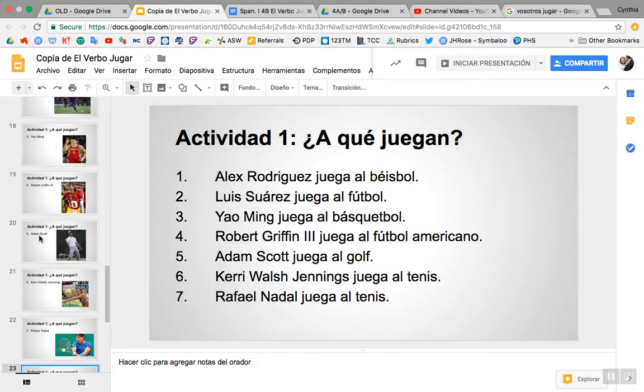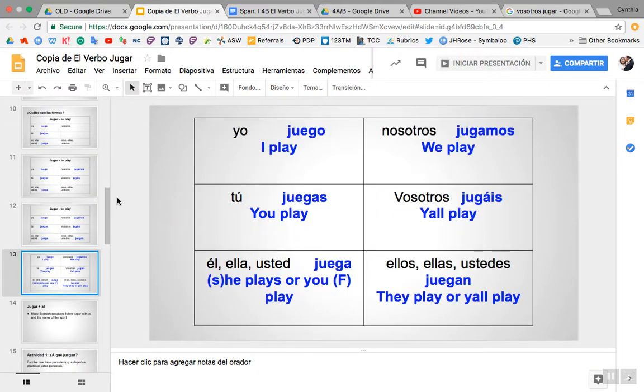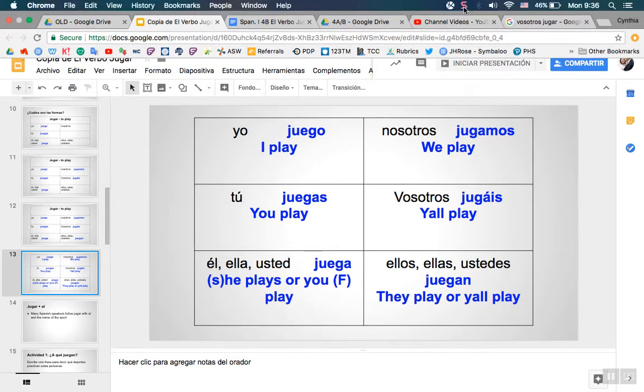So basically, jugar is to play. It's a stem changing verb, U to UE. And that's pretty much it. At this point in Spanish, you guys should be okay with that. All right? Good luck.